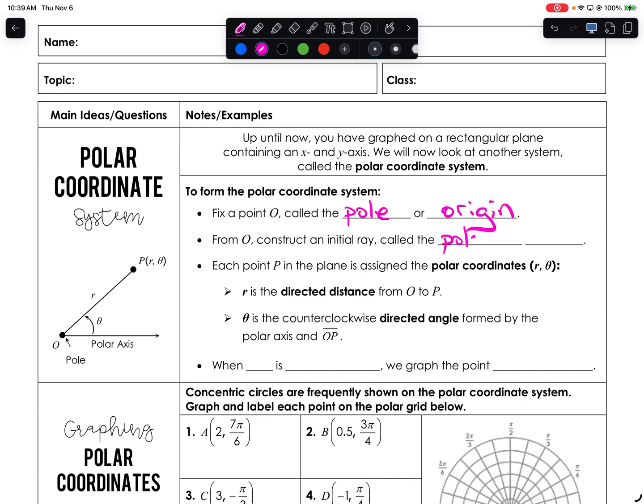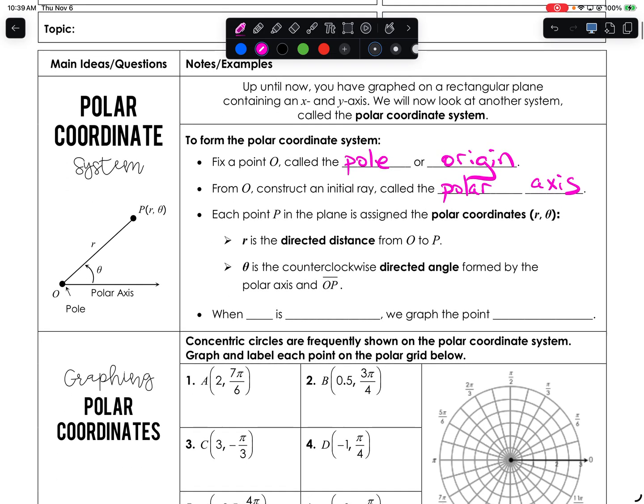So we switch what you used to know about graphing into unit circle style, which is oh so fun. Okay, so like this part, r is the directed distance from O to P. It's just a radius. Like, who cares about directed distance? It's fine. It's just a radius.